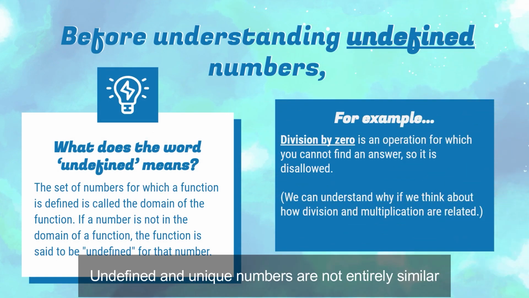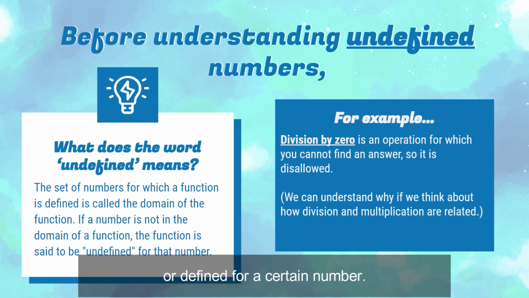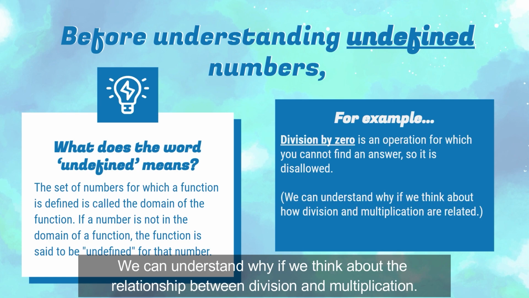Undefined and unique numbers are not entirely similar, because undefined numbers are a set of numbers that are not in the domain of a function or defined for a certain number. For instance, a number divided by 0 is unspecified, so it isn't allowed and therefore undefined. We can understand why if we think about the relationship between division and multiplication.